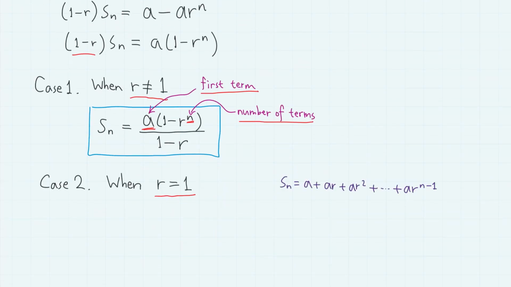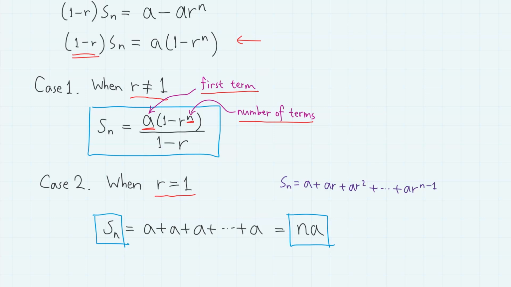If r equals 1, then we cannot divide by 1 minus r here, so we must take a different approach. In this case, the partial sum simply becomes a plus a plus a plus so on plus a, and since we have n terms in total, this is equal to n times a. These are all we need in order to solve this problem.